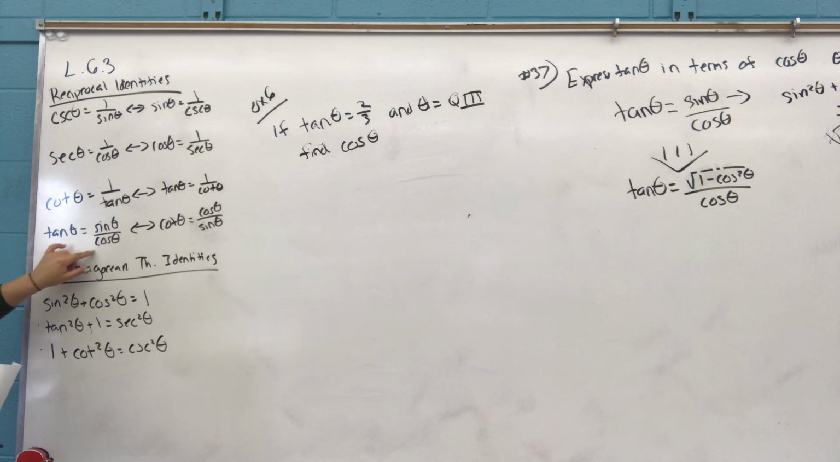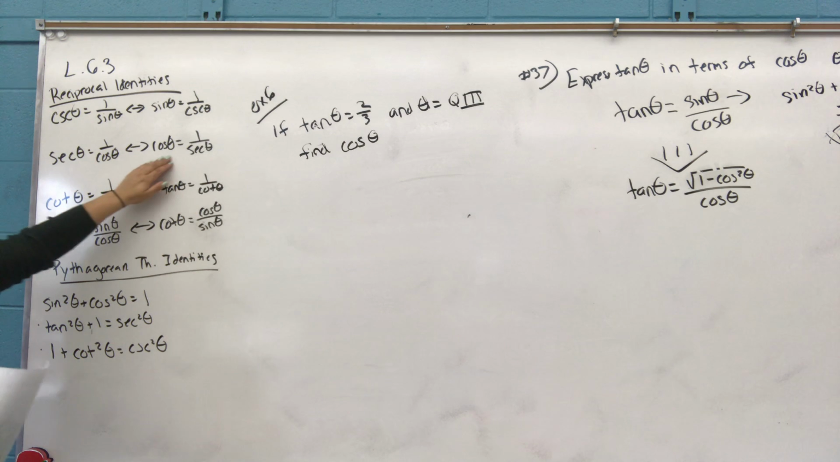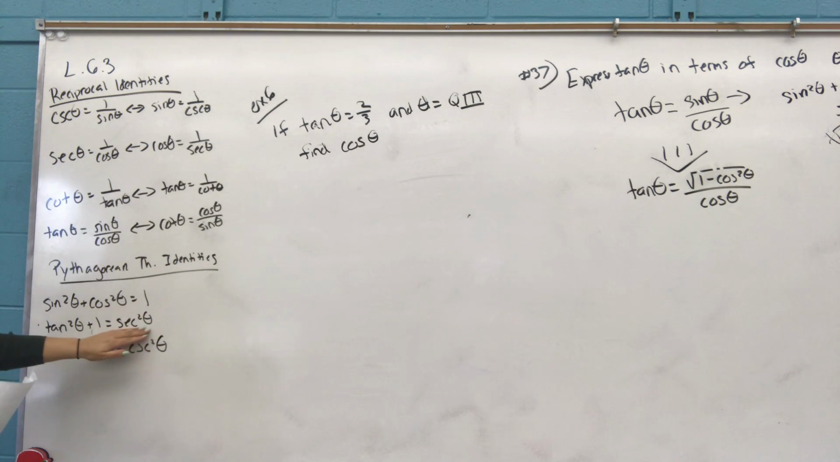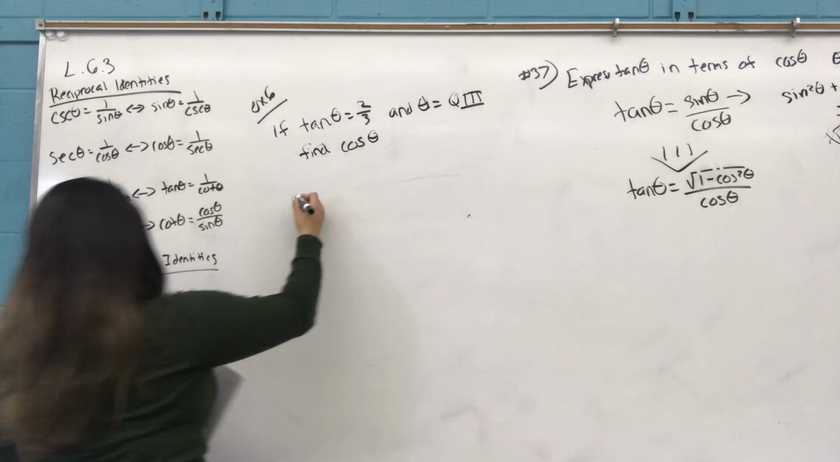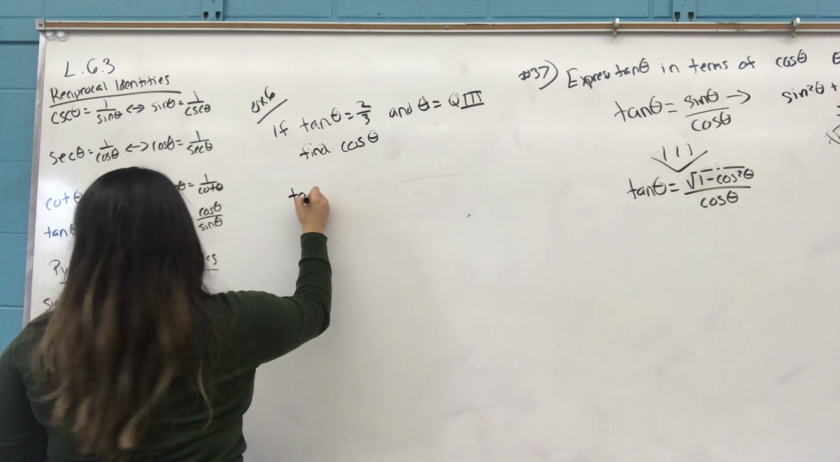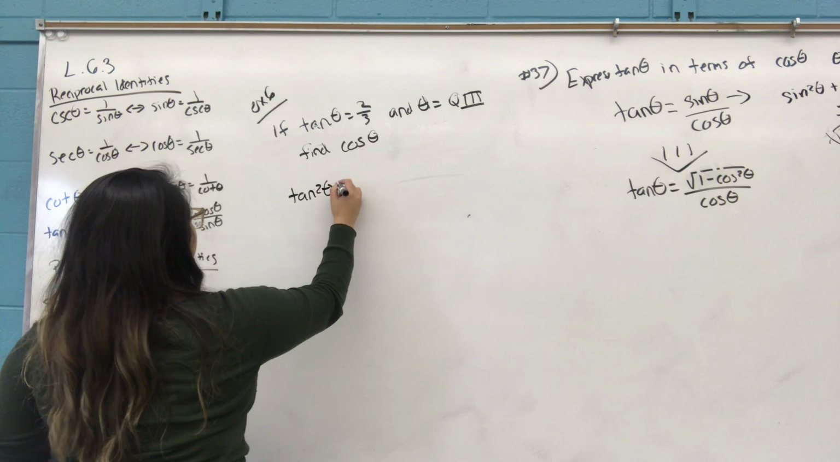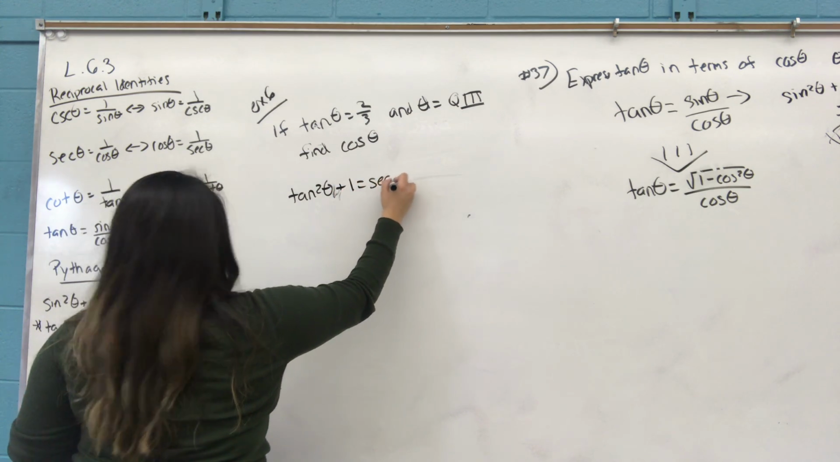But we want to get cosine by itself, so we don't really want tangent by itself on one side. But I do know that what we can use is the reciprocal function. Cosine, the reciprocal function is 1 over secant. If I go here, we can use one of these identities. These are a lot easier to use than the ones on top. So we have tangent squared plus 1 is equal to secant squared.